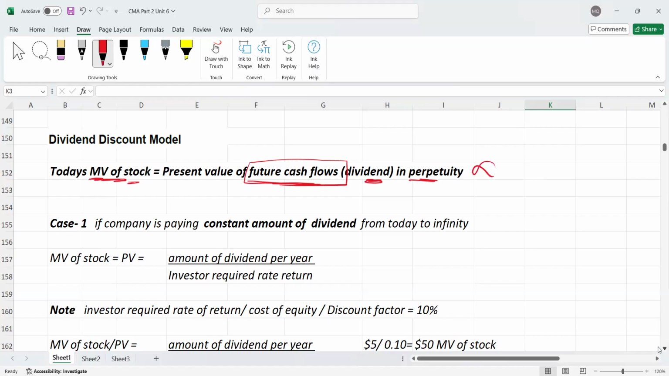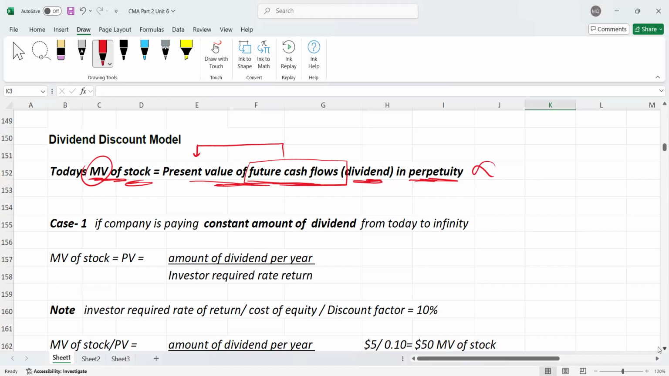If you are the shareholder, you will receive the dividend from the company. If you sell shares to another investor, the other investor will receive the dividend, right? But from the company's point of view, the dividend will be paid in perpetuity or infinity. But as we want the stock value today, we convert these future cash flows to present value. The present value of future cash flows is going to be the market value of the stock.